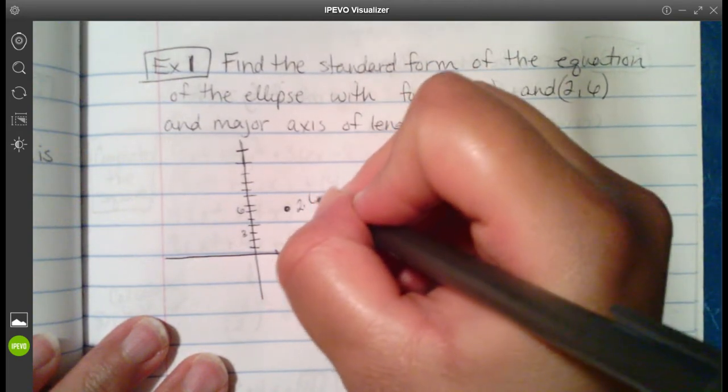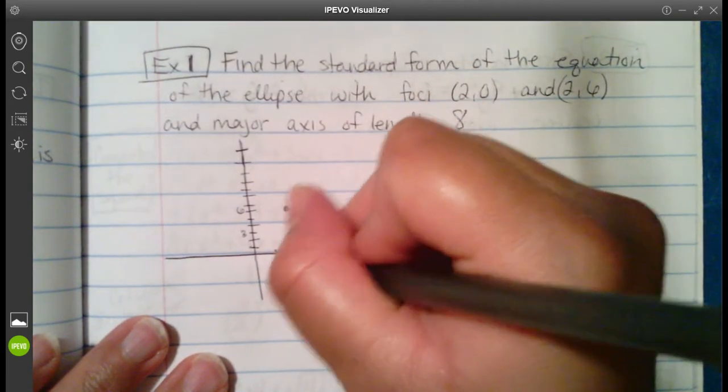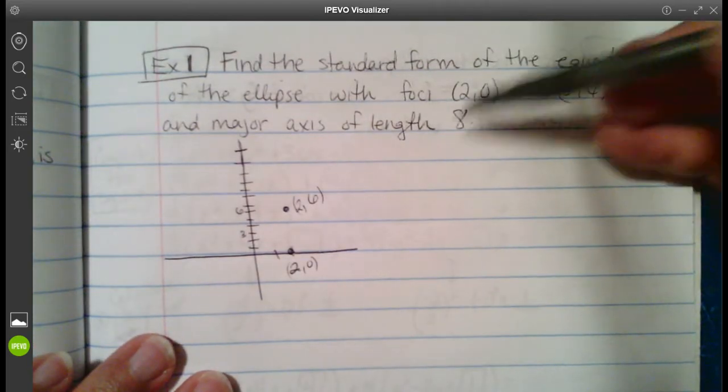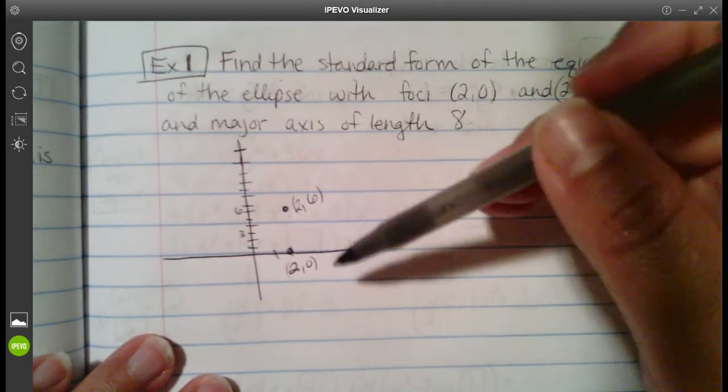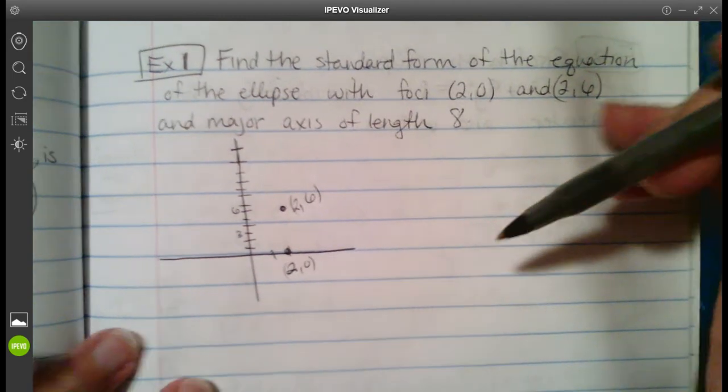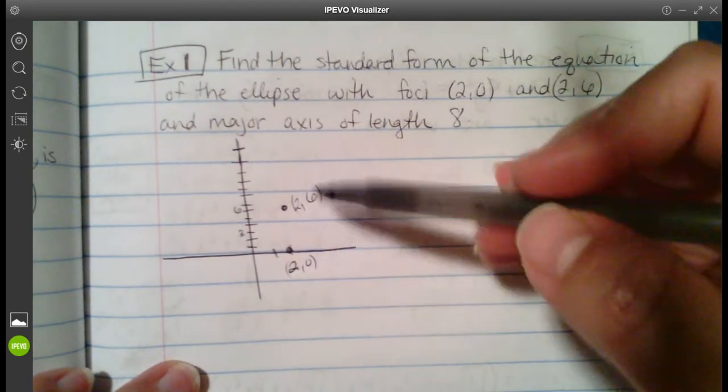And this is the 0.26. This is the 0.20. And these are the foci points, or the focus points. So they're not the vertices, they're the focus points, the foci. And then the length of this is 8.